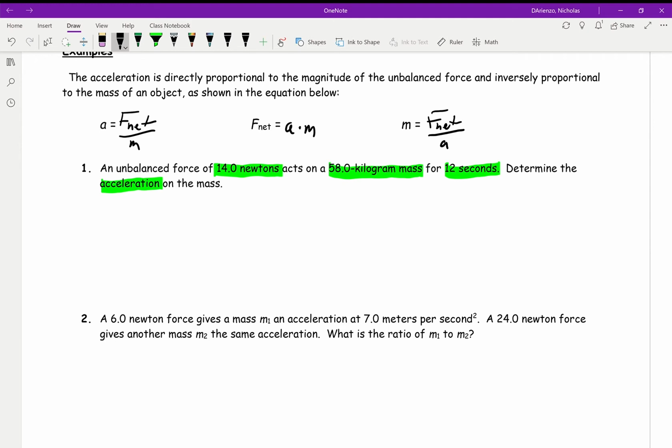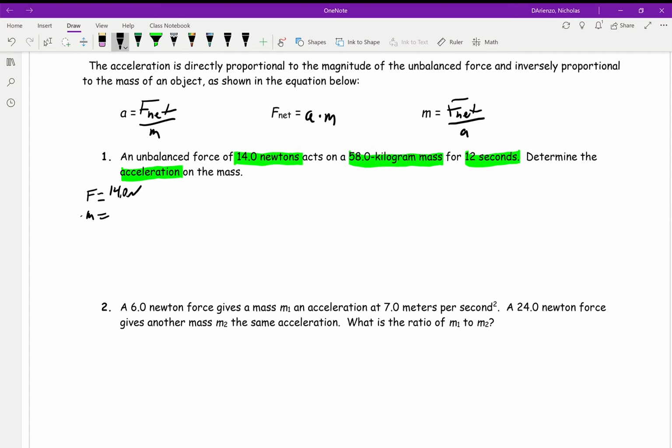So a couple things that we know here. We have an unbalanced force of 14 newtons. We have a mass of an object that is 58 kilograms. And we know that the time that this happens is 12 seconds. We want to know what the acceleration of this mass is. We currently don't know that.